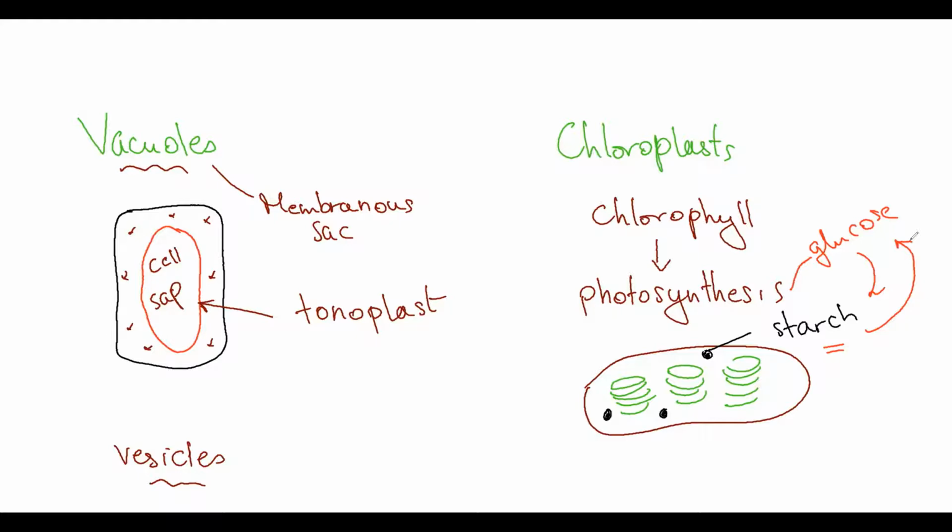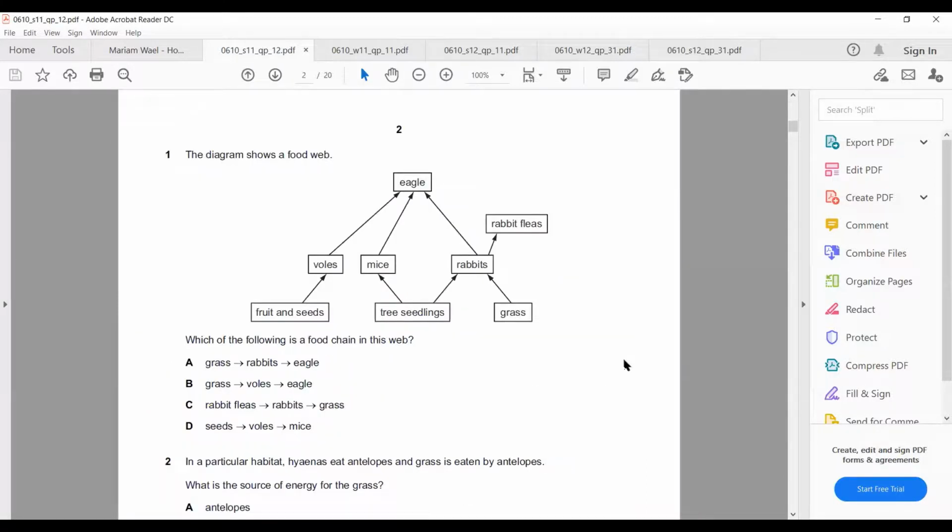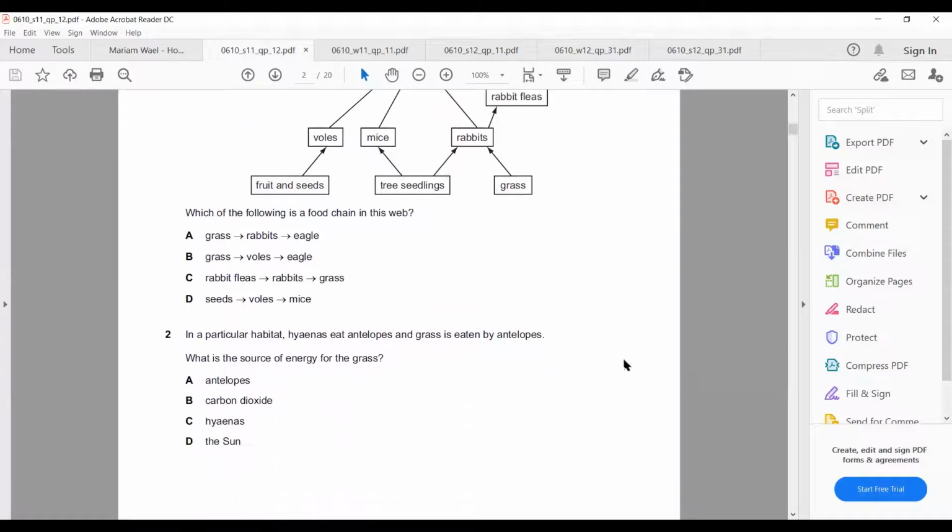I would like now to give you some questions about chapter 1 and 2. And let me open this. I prepared some questions. Past papers, of course. Let me search for any question dealing with chapter 1 and 2. This is a food chain. No.